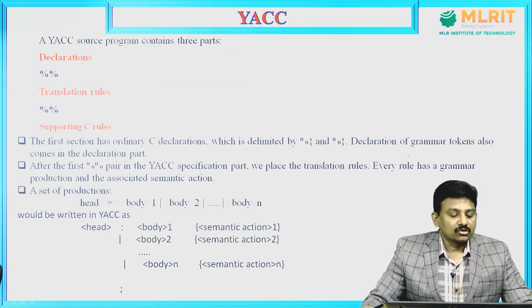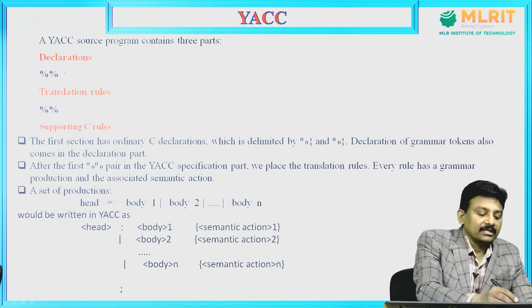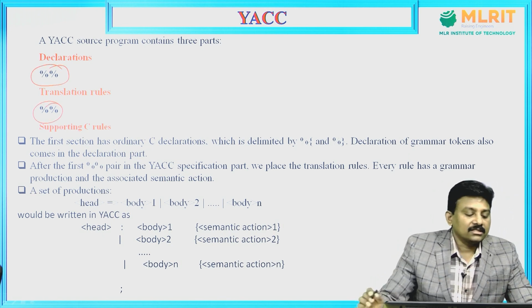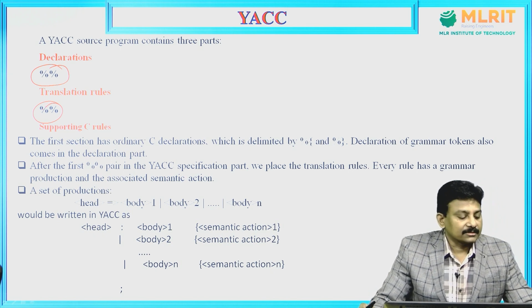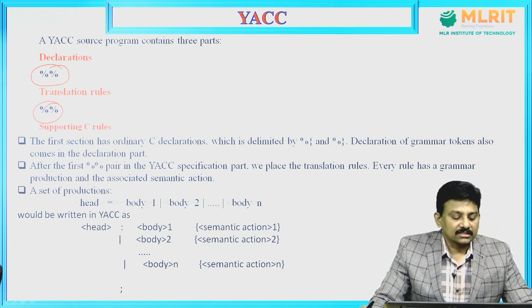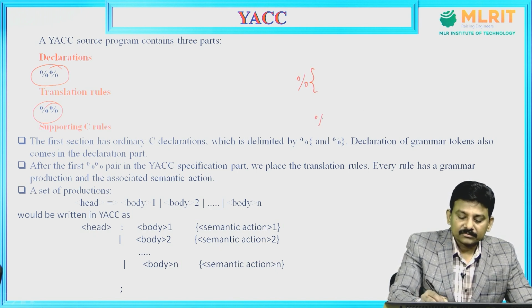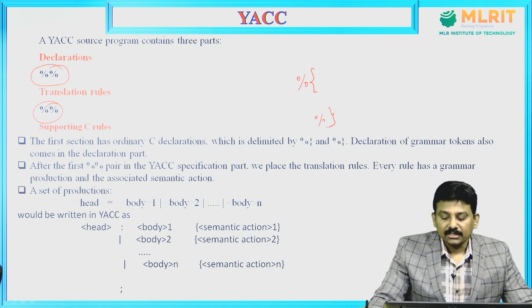A YACC source program contains three parts: declaration part, translation rules and supporting routines. These three sections are separated by a pair of percentage symbols. The first section has ordinary C declarations, and we can also include some header files. The declaration section always begins with %{ and ends with %}. The declaration of grammar tokens also comes in this declaration part.